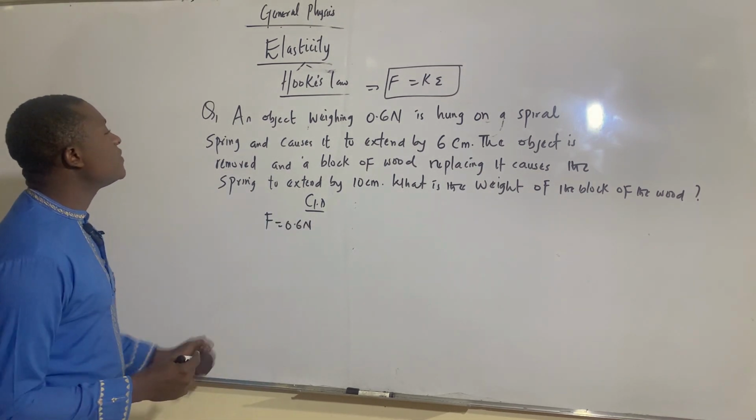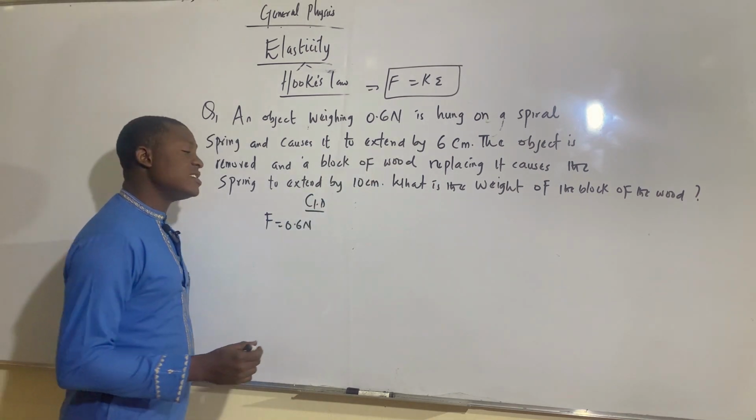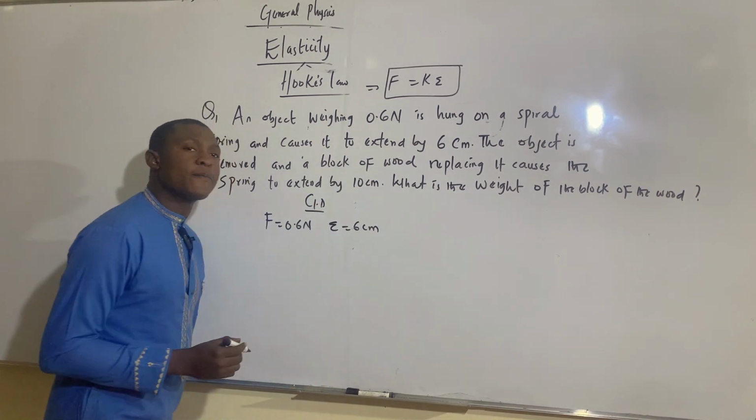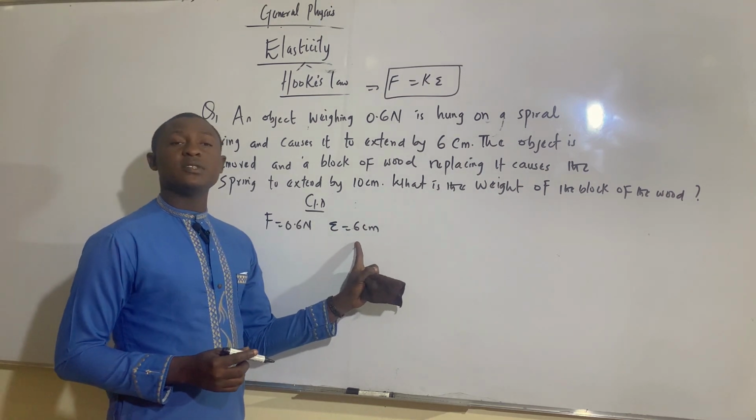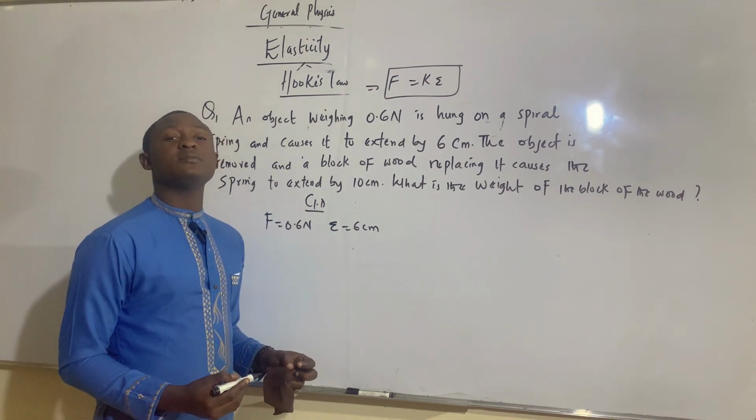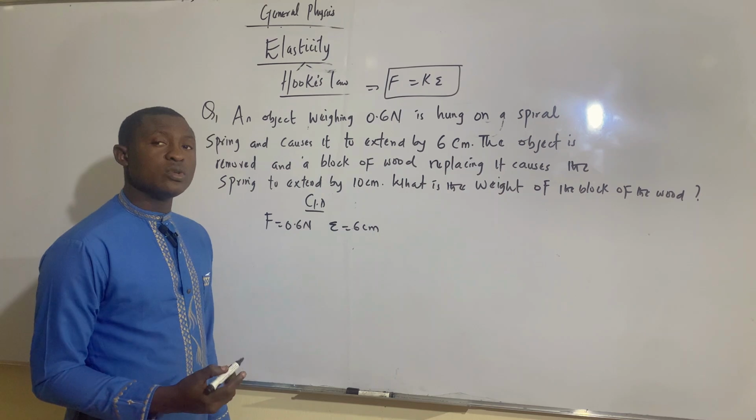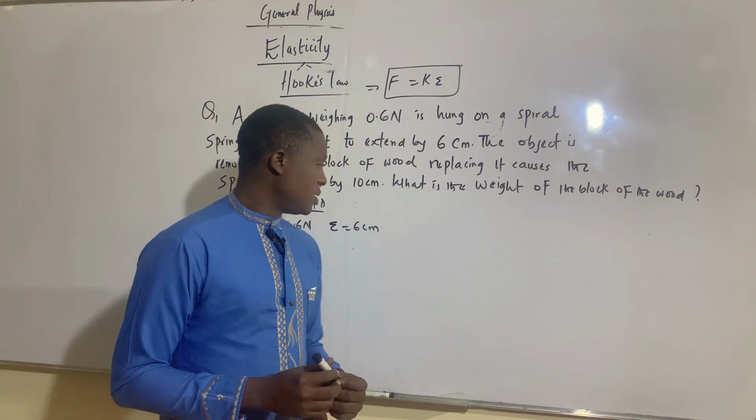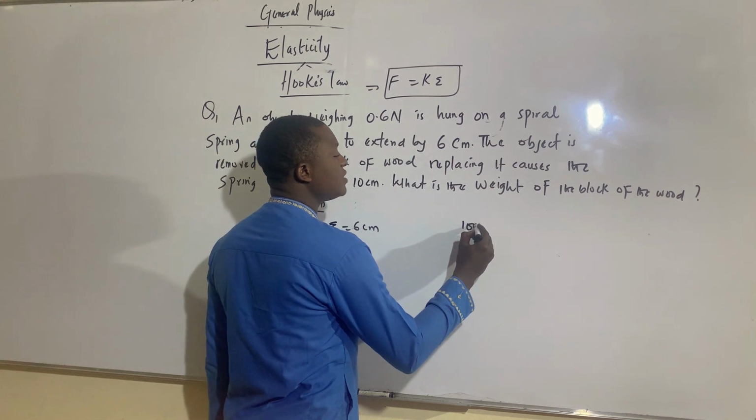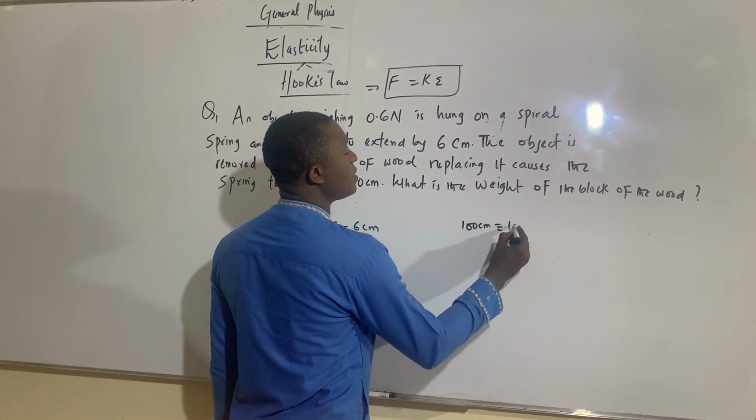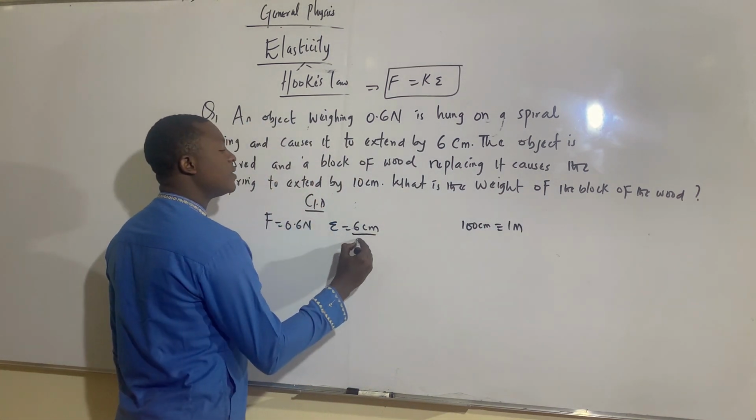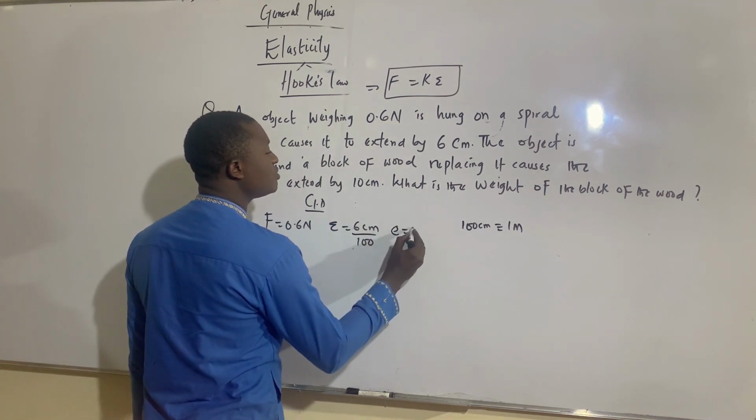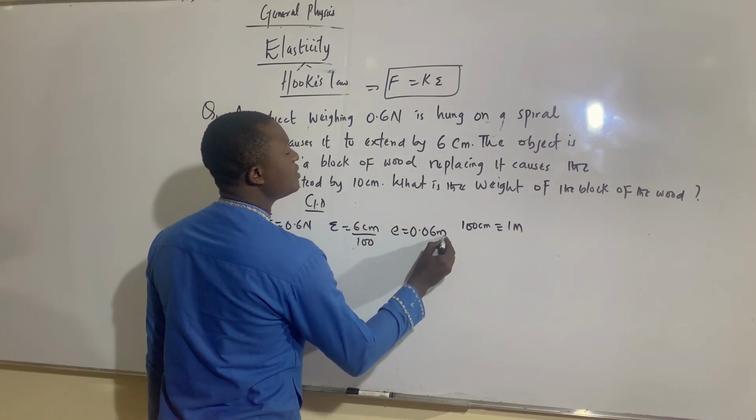It's hung on the spiral spring and causes it to extend by 6 centimeters. So we have extension to be 6 centimeters. Since we have the extension in centimeters, we can convert that to meters. How many centimeters make 1 meter? We know that 100 centimeters is equivalent to 1 meter. So I divide this by 100, and I have extension to be 0.06 meter.